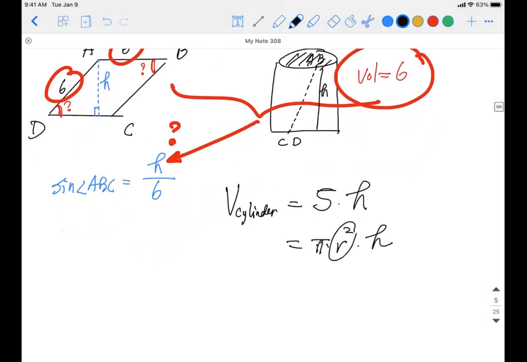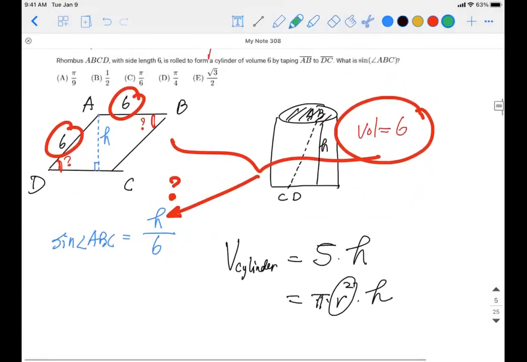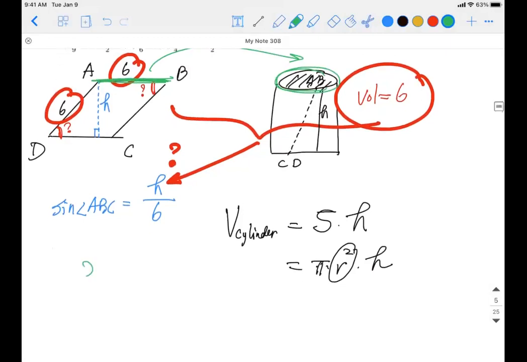Then what is R? How can we define R? R is not difficult because at the very beginning, this is going to be your one side. But now your one side has become a circle, right? So this one side actually becomes the perimeter, the circumference of this entire circle. So that means 2 pi r equals 6. So you will get a value for r: 6 over 2 pi, right?